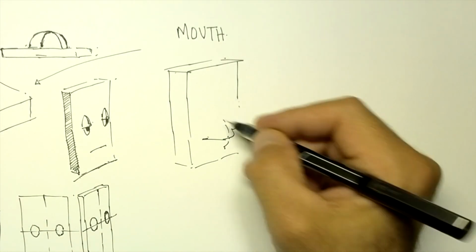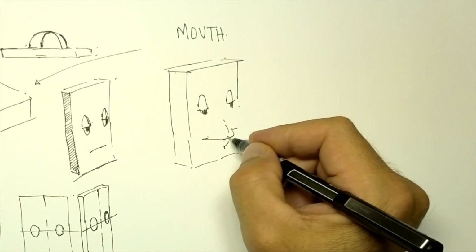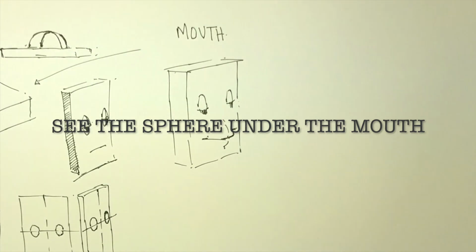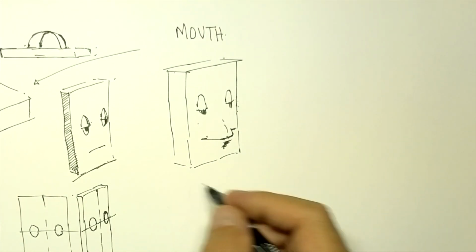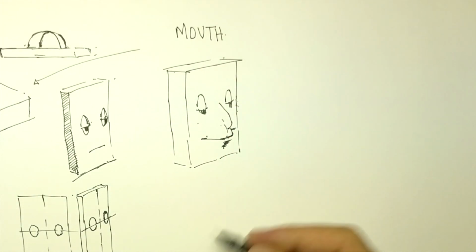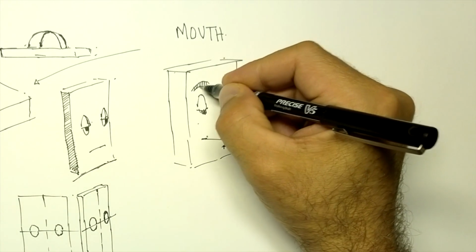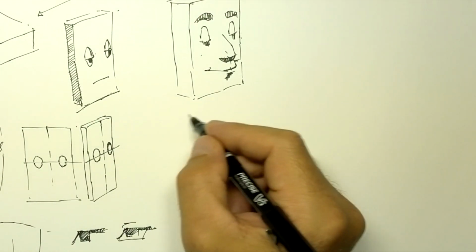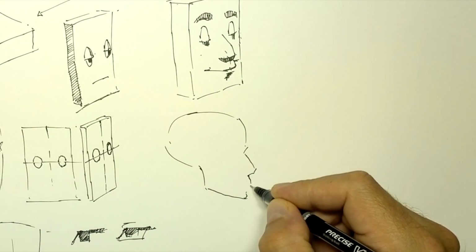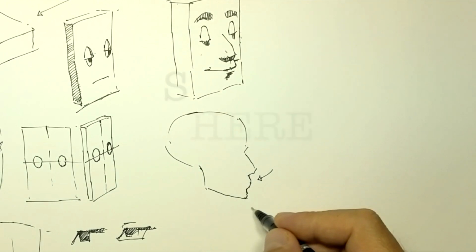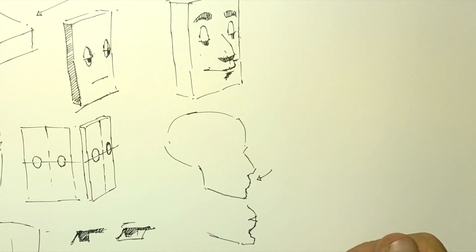So again, there's a sort of spherical quality. We really have to think of the dental arch. It's the bony structure that forms the shape of our teeth. Like if you take a bite out of a piece of bread and you think about how that looks. That's that shape right there. You see the way the nose sits on top of the dental arch? And that's responsible for a lot of the shape of the mouth.